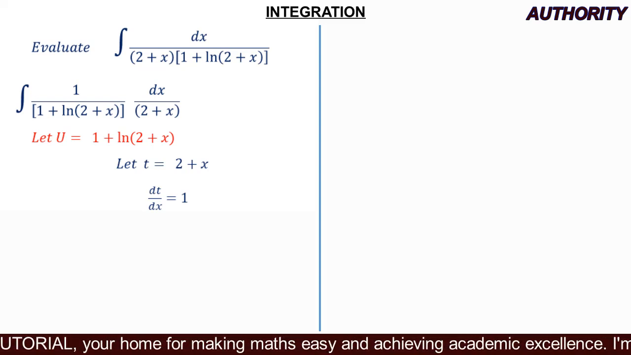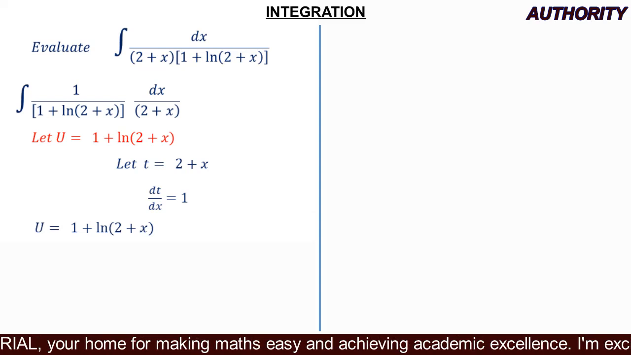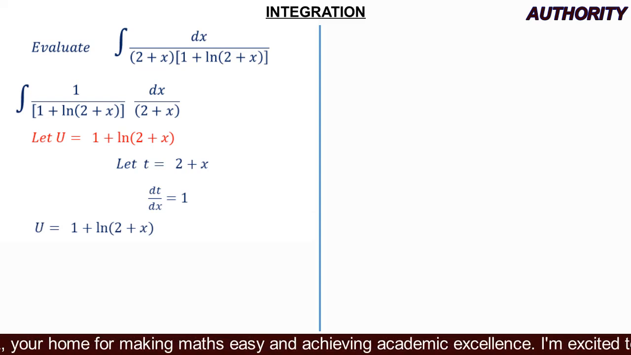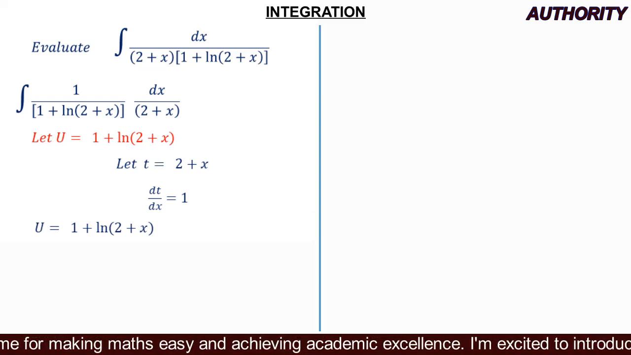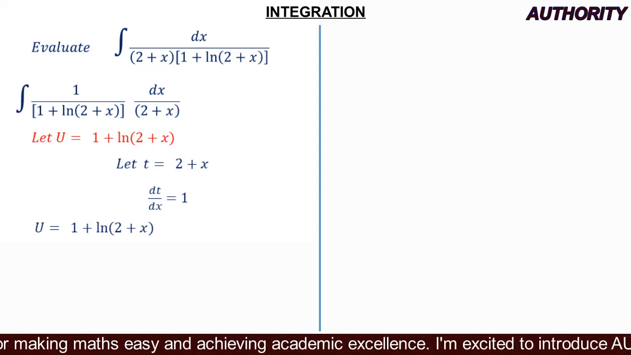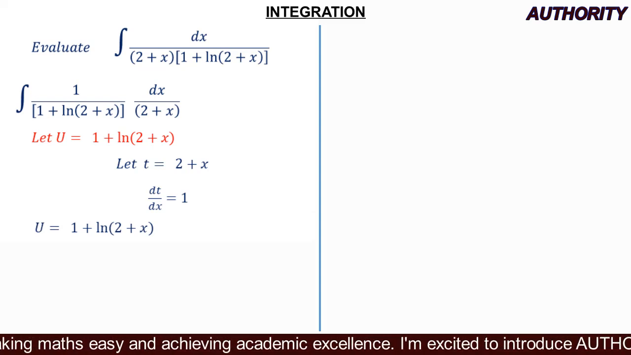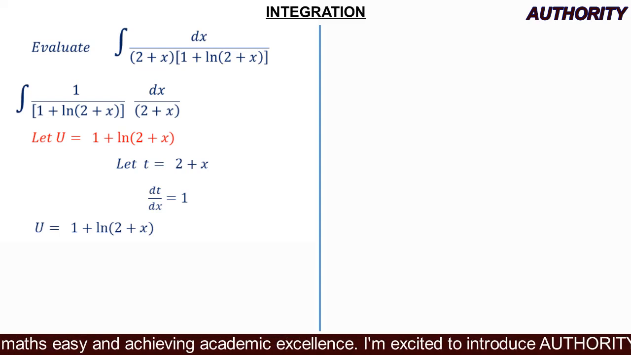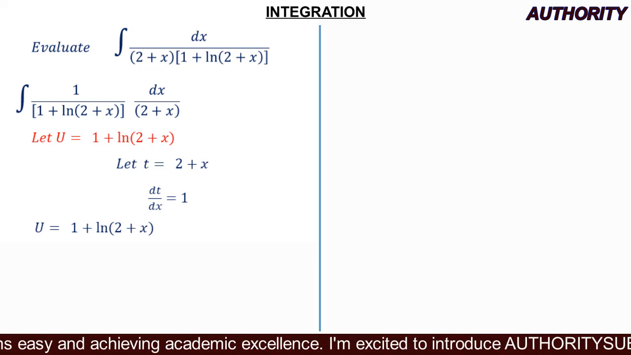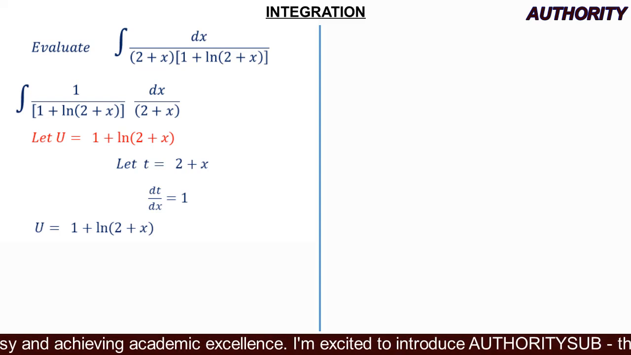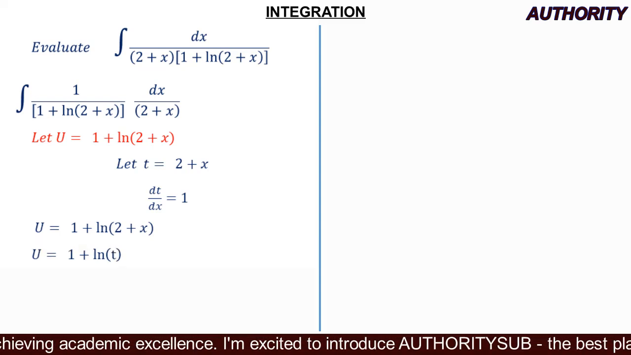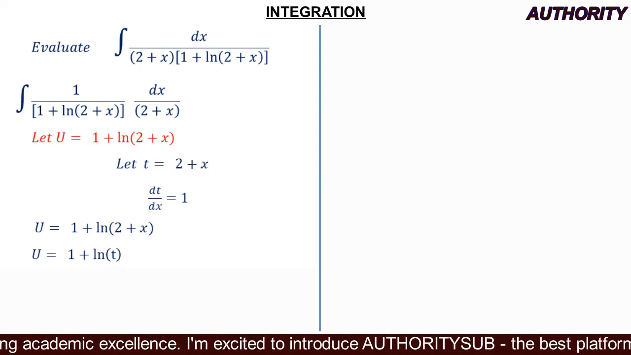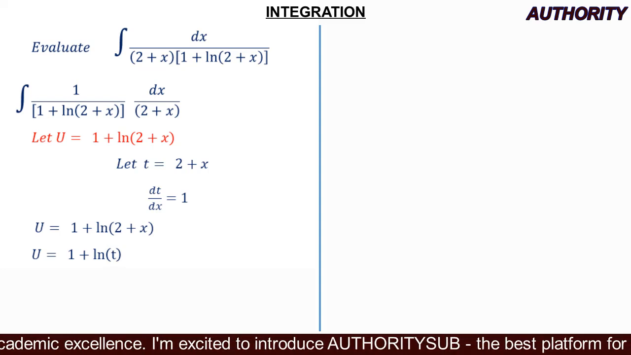Good. Now let's go back to u. We said that u is 1 plus ln 2 plus x. And we just made a substitution where t is 2 plus x. We are renaming our variable now. So this 2 plus x can be replaced with the new value we have, which is t. Here we are going to have u equal to 1 plus ln t. Do you get this?